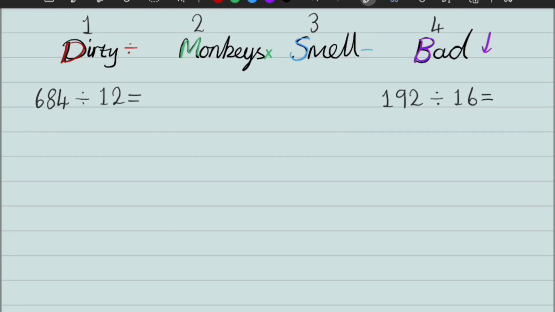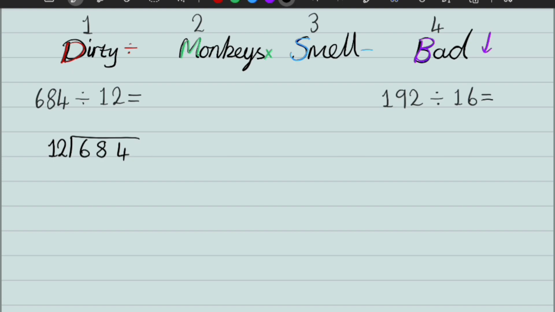Now let's go through a few together, shall we? Okay, so let's start with 684 divided by 12 here. What I'm going to do first off is put it into a bus stop. So I've got 684 inside my bus stop and I've got 12 on the outside.